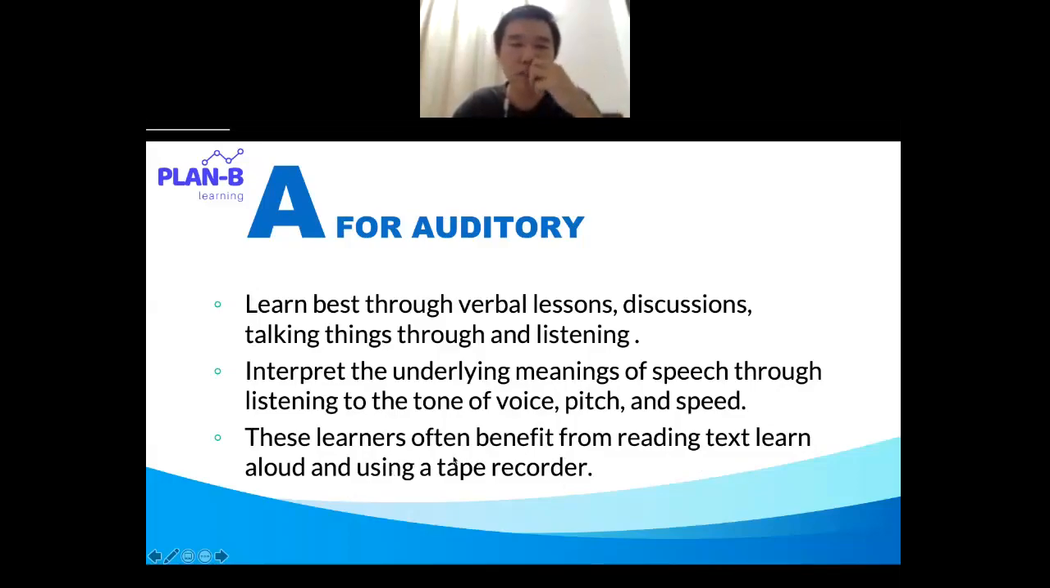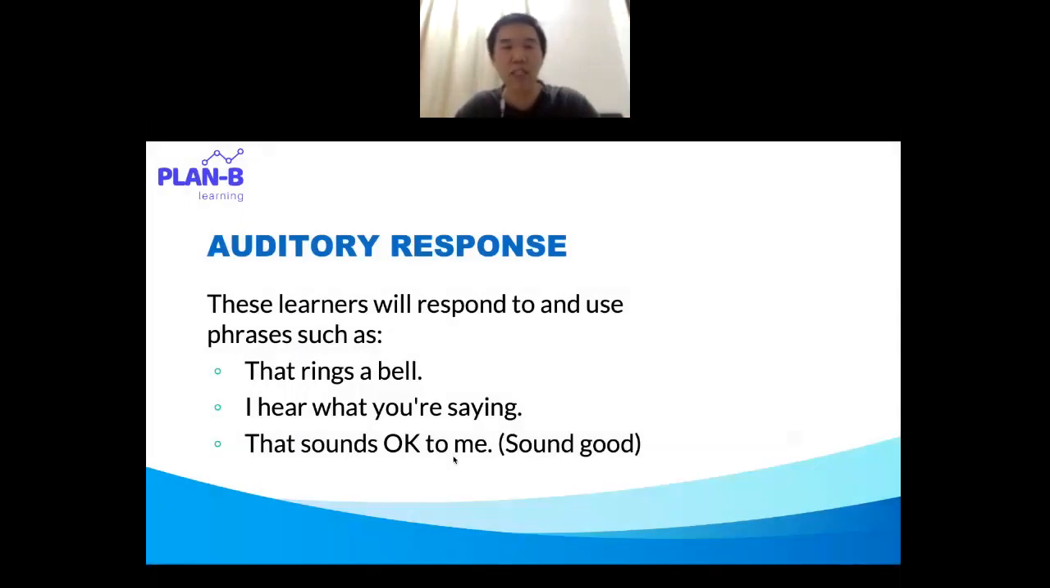So for anyone who is auditory, when you try to study a book, try to read it out, read it aloud. You can actually learn faster from there.